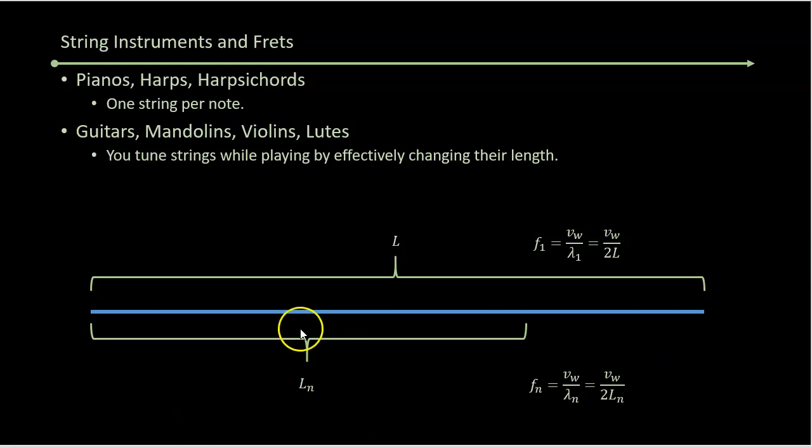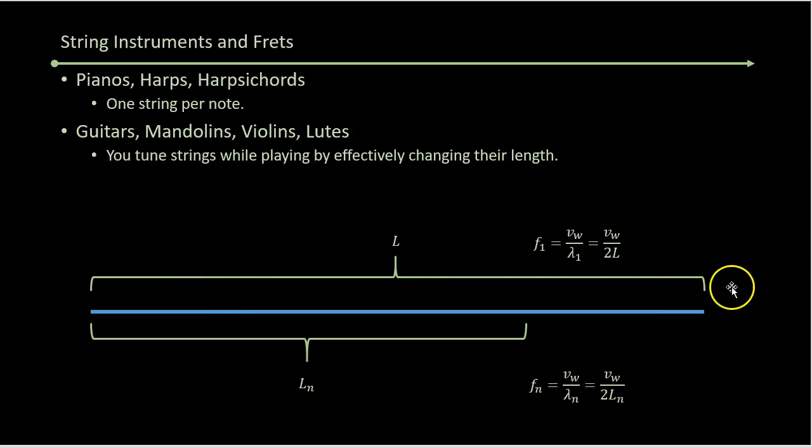So if you think of this as our string we're talking about, and this is from bridge to fret, and this is our nominal length of the string, so you've not done anything with it at all, it's got some length L. And this is going to be our fundamental frequency for this string, F1. It's the wave velocity over lambda 1. We know for a string, your wavelength is twice your length, so frequency is just wave velocity over twice the length. Okay, that's fine. So we know what frequency we have.